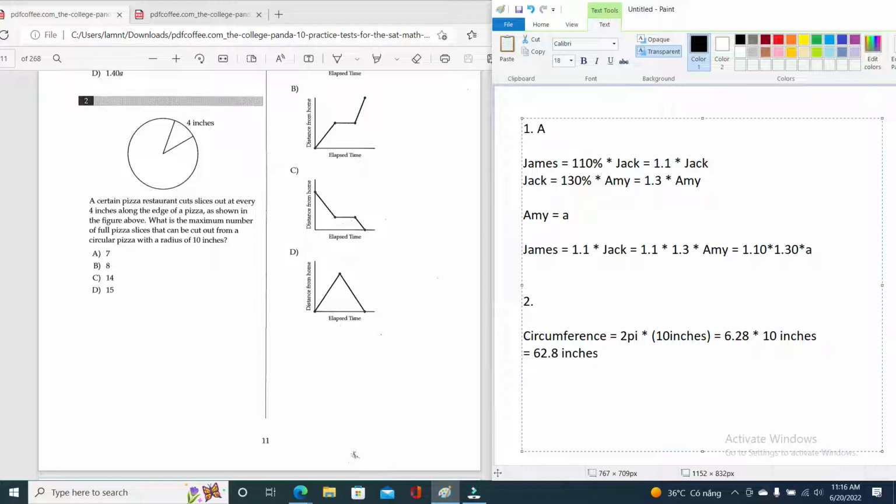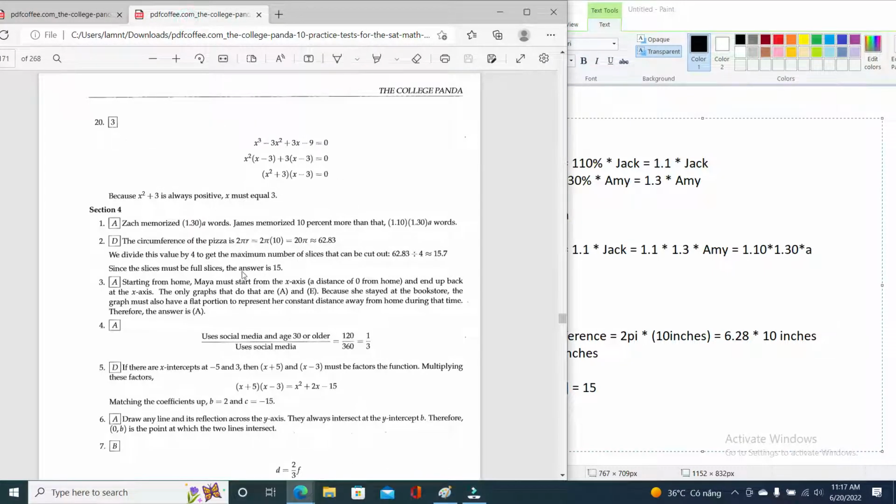So how many full pizza slices? So 62.8 divided by 4 for each slice, and we have to take the integer part. So that's 15, right? We have to take the integer part, the floor function of 62.8 divided by 4. So that's D. Choose D. Alright, choose D.